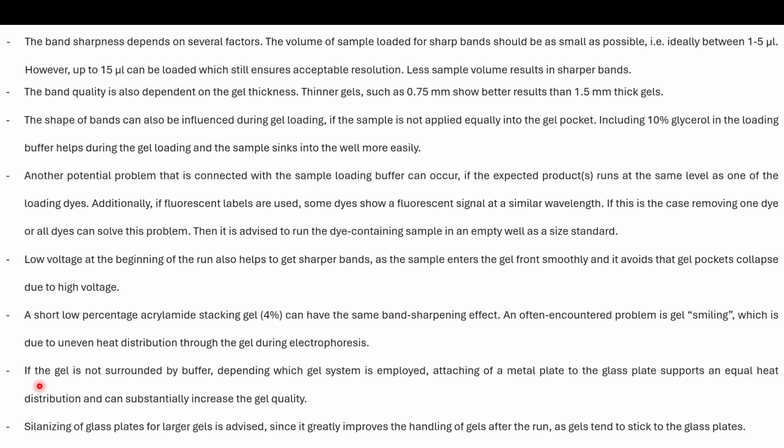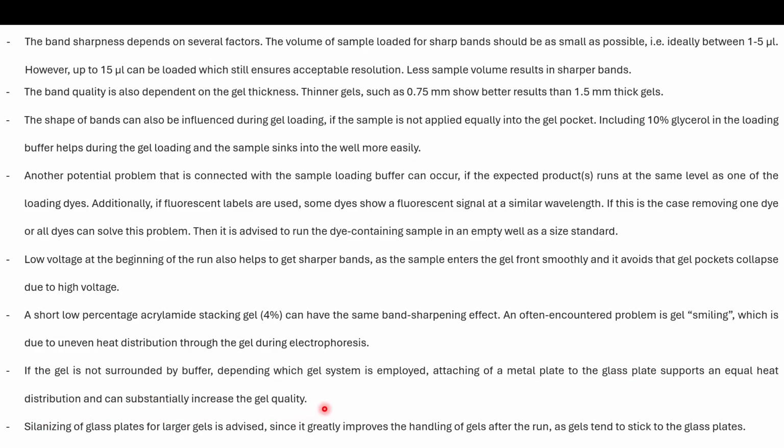Also, if the gel is not surrounded by buffer, if there are no electrolytes in contact, if you haven't really added enough buffer, then you won't have the expected movement of the electrolytes. So depending on which gel system is employed, attaching a metal plate to the glass plate supports an equal heat distribution and can substantially increase the gel quality.